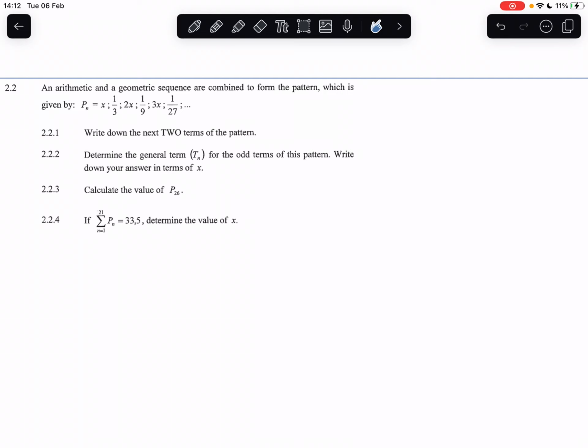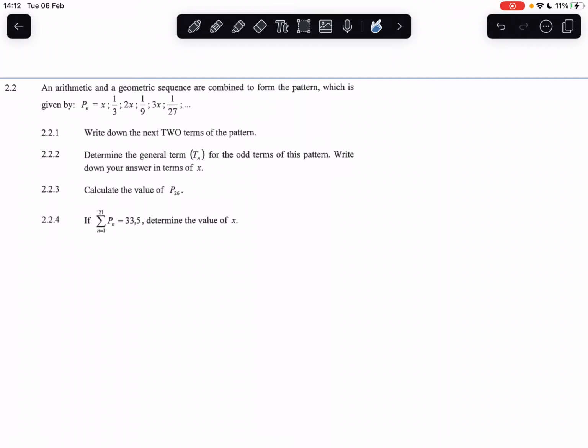We are still looking at the DBE's Paper 1 from May 2023, and this is a question on patterns and sequences. Right, let's have a look. Question 2.2. An arithmetic and a geometric sequence are combined to form the pattern which is given by Pn equals x, a third, 2x, a ninth, 3x, a 27th, and so on. Write down the next two terms of the pattern.